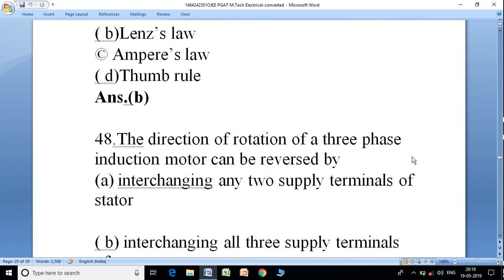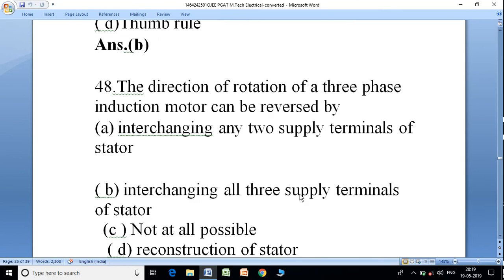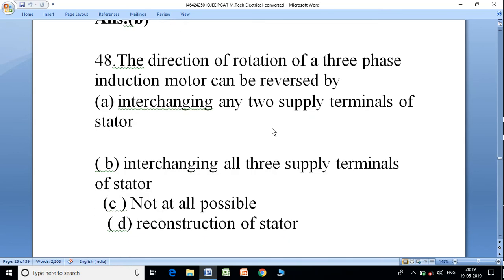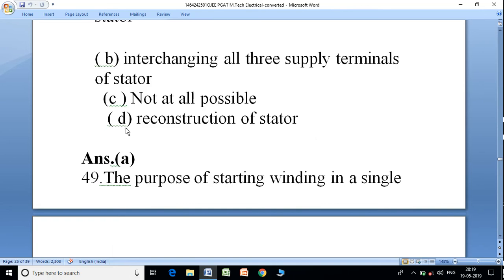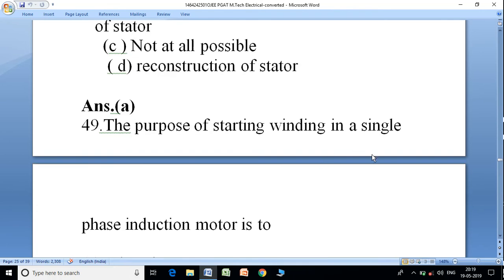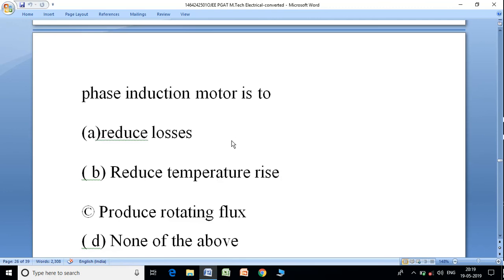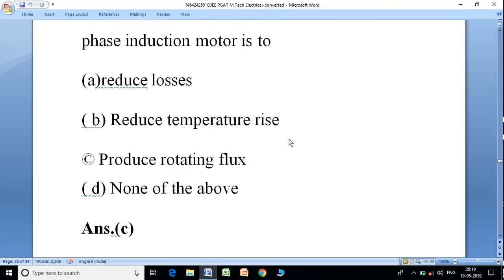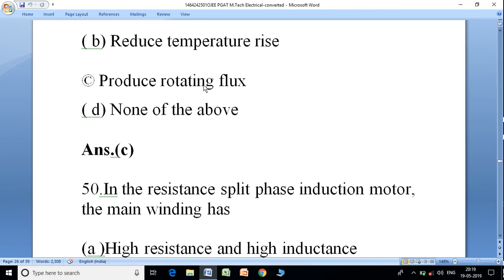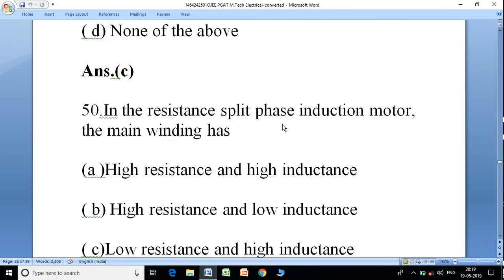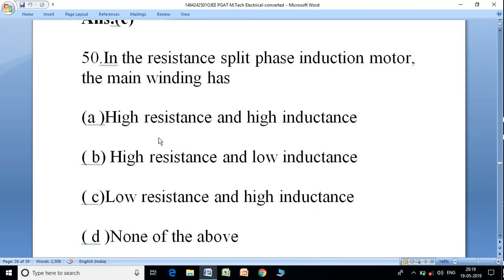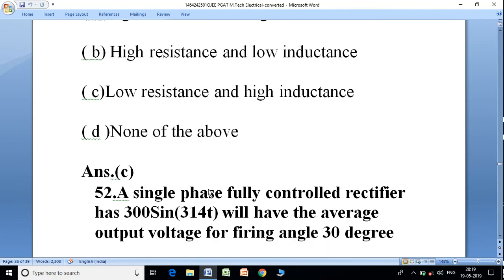The direction of rotation of three-phase induction motor can be reversed by interchanging any two supply terminals of the stator. Answer A is the correct answer. The purpose of starting winding in a single-phase induction motor is to reduce losses, to reduce temperature, to produce rotating flux. Answer C is the correct answer. In the resistance split-phase induction motor, the main winding has high resistance, high inductance, high resistance, low inductance. Answer C is the correct answer, low resistance and high inductance.